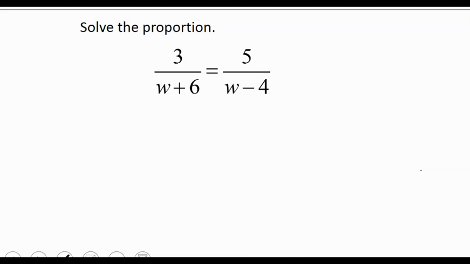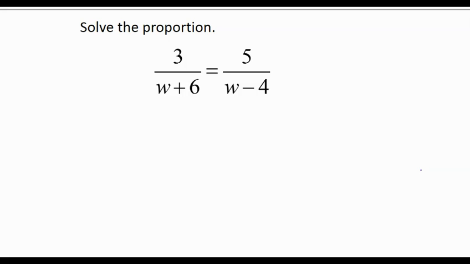All right. Let's look at this one. 3 over w plus 6 equals 5 over w minus 4. So I want you to pause the video and try to solve this yourself and then check and compare to me and unpause it when you're ready.